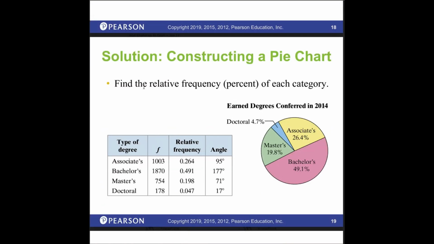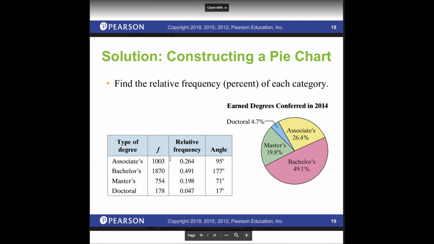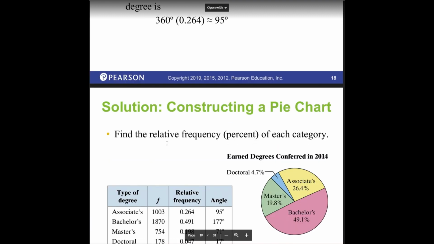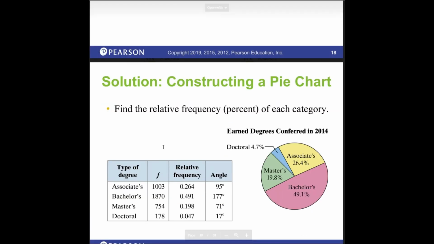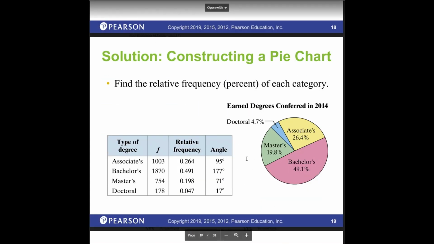So find the relative frequency percent of each category. As you can see, the relative frequency for associate's would be 0.264, and the same thing for bachelor's, 0.491, and so on. Then, using the formula we learned earlier, we do 360 times the relative frequency, which will give us the angle.